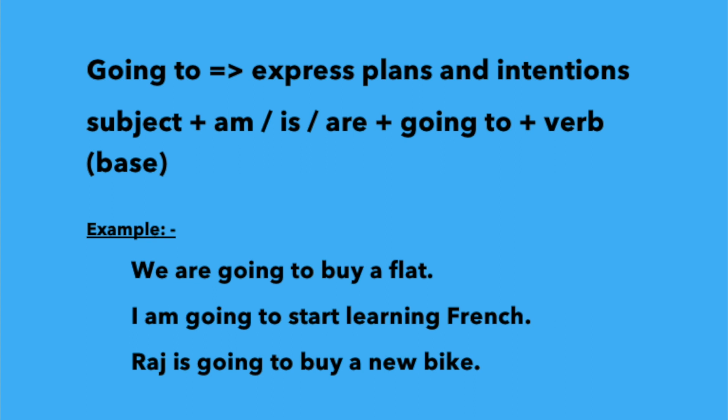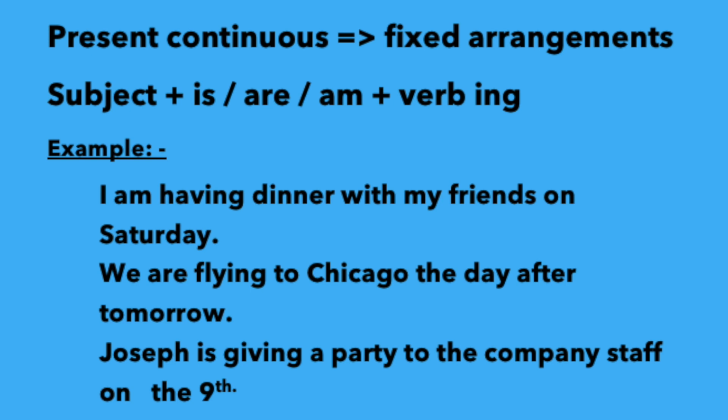See the next one. I'm going to start learning French. This is also my plan. Then Raj is going to buy a new bike. This is his plan. These all are plans. If it's more than a plan, if we make the arrangements, then we use present continuous. Use present continuous in future simple for fixed arrangements.